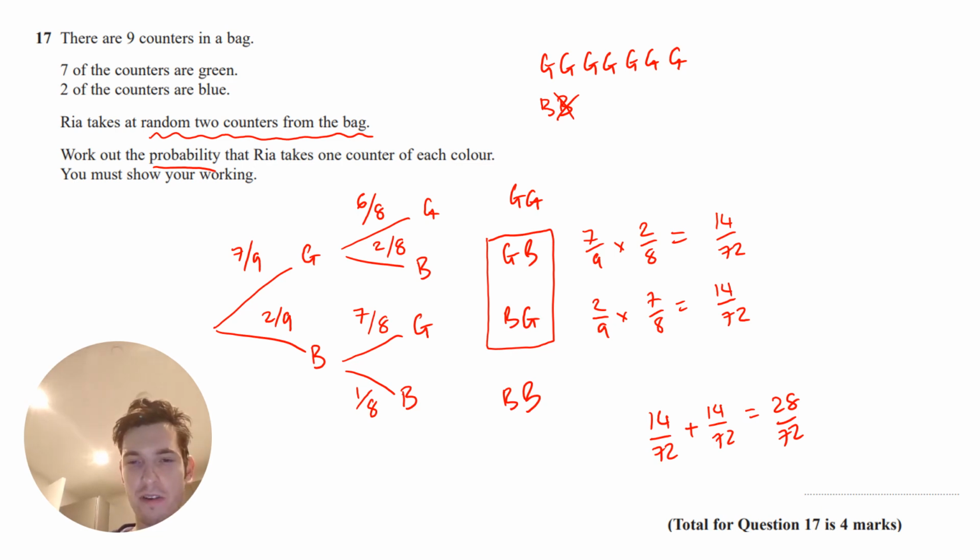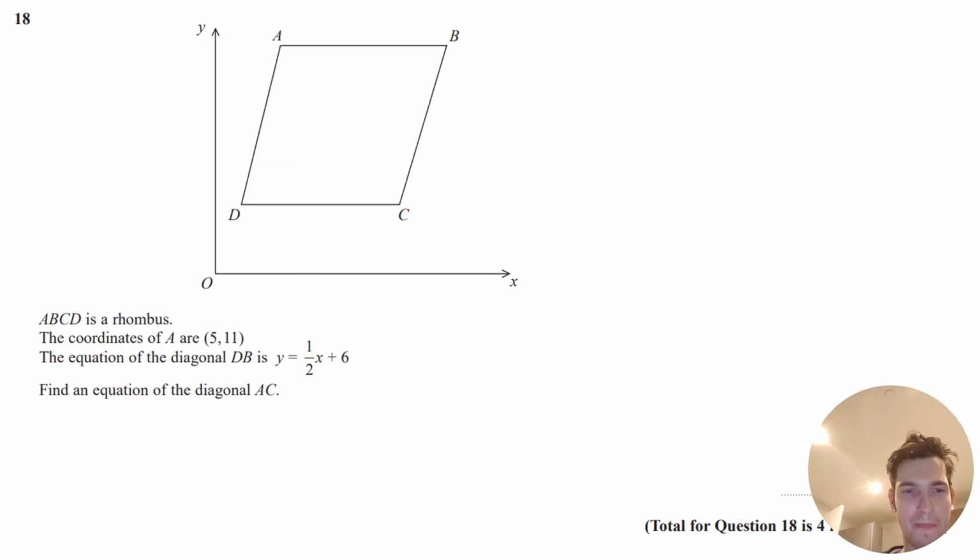So we've done lots of those kind of questions in class this year, so hopefully you found that easy. The mistake that you could have made there is, I think, thinking that you still had 9 counters in the second pick, but you're picking 2 at the same time, so you don't replace them. Let's move on. Doing well.